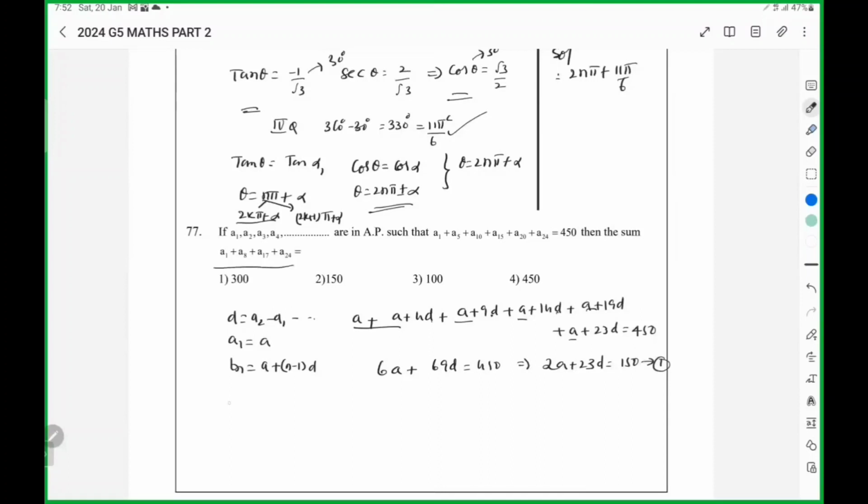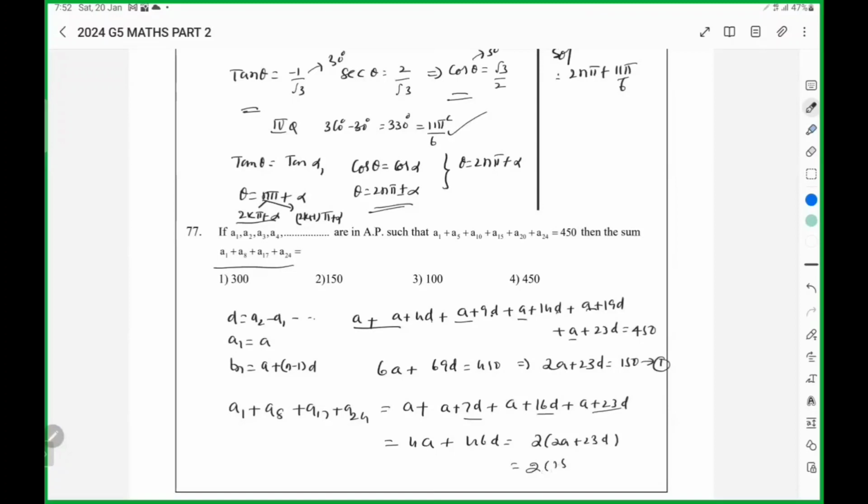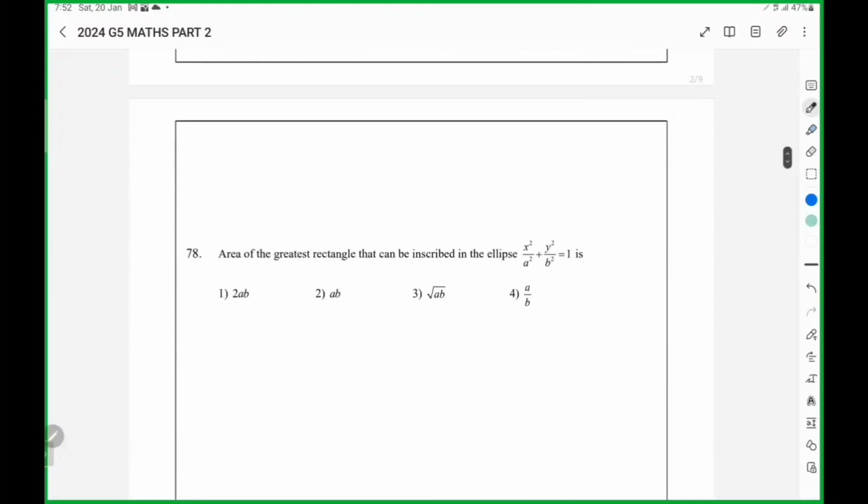So what we have to find out is A1 plus A8 plus A17 plus A24. A1 is A, plus A plus 7D, A plus 16D, A plus 23D. 4A plus 23D plus 23D, 2 times 2A plus 23D. 2A plus 23D is this, which is 300. First option is correct.